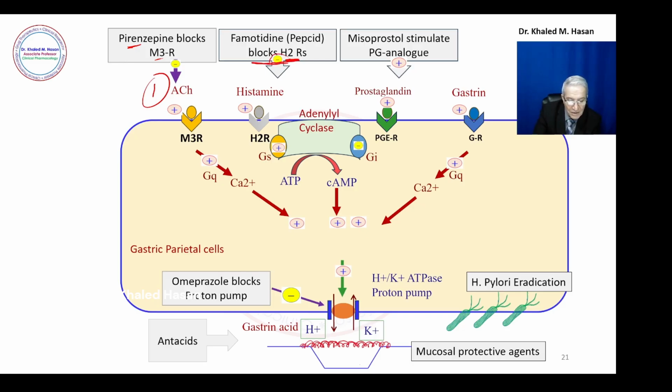And you can see the minus here, that means block. So we have famotidine, Pepcid. Famotidine blocks the H2 receptor, the histamine receptor. This is another group of medication. We can use an H2 blocker.